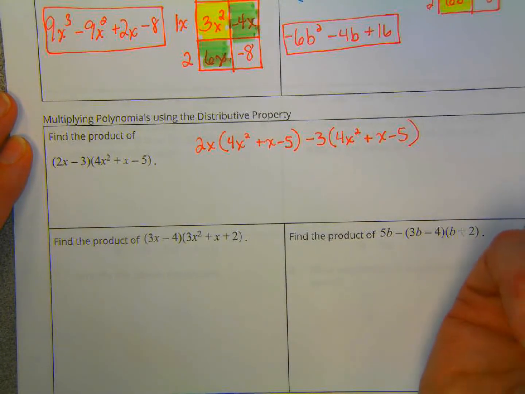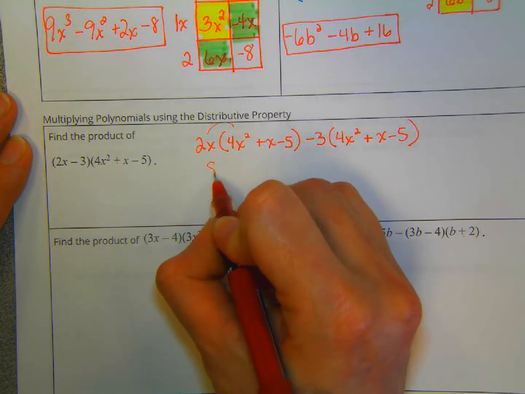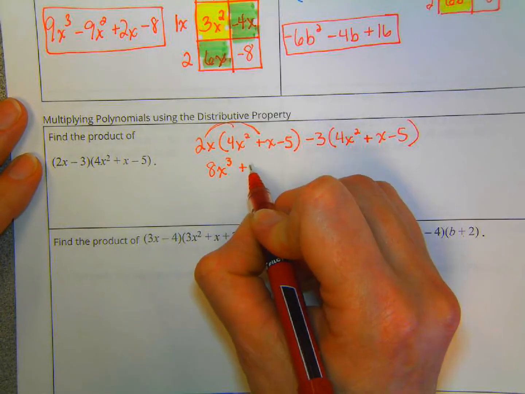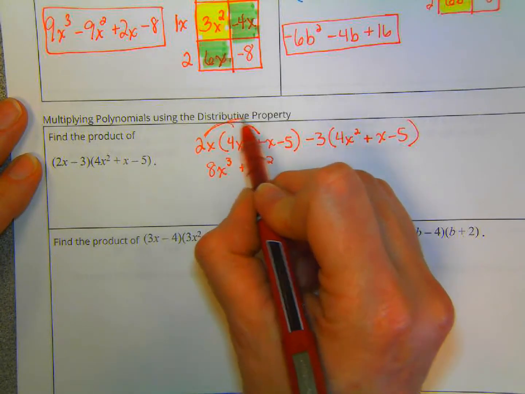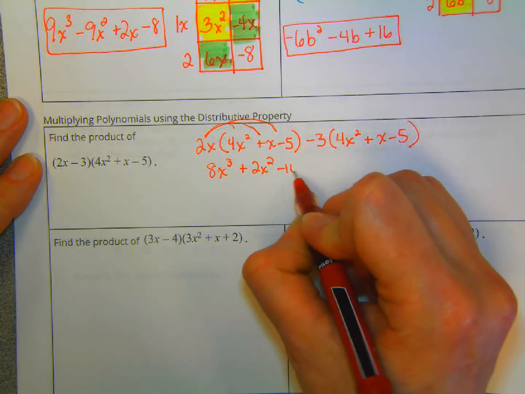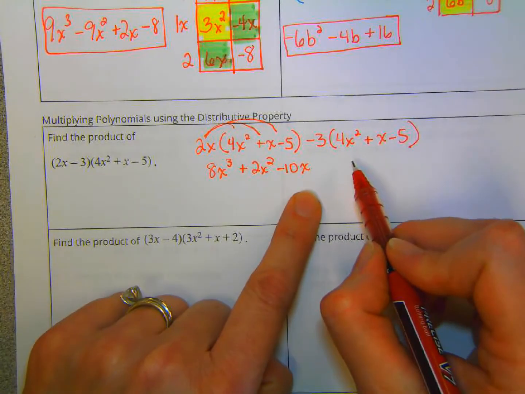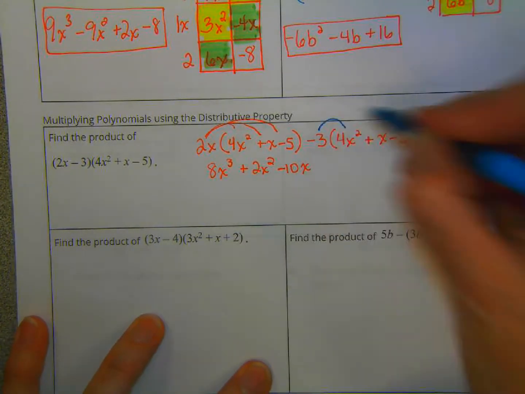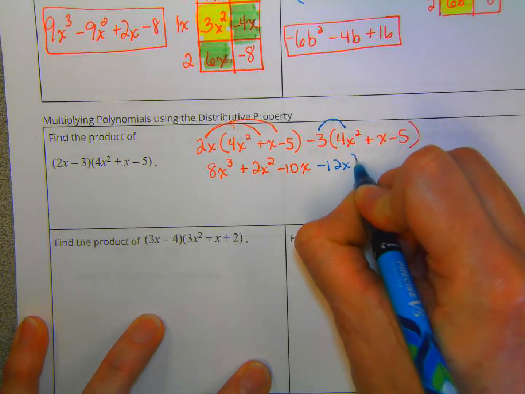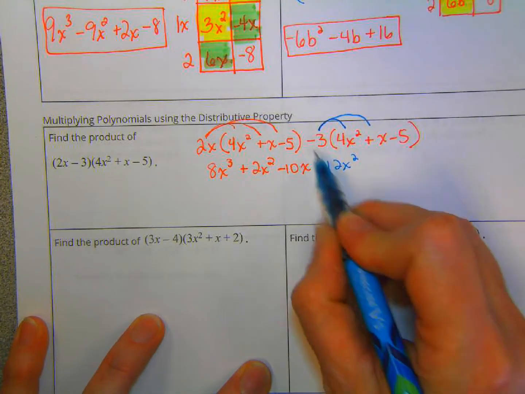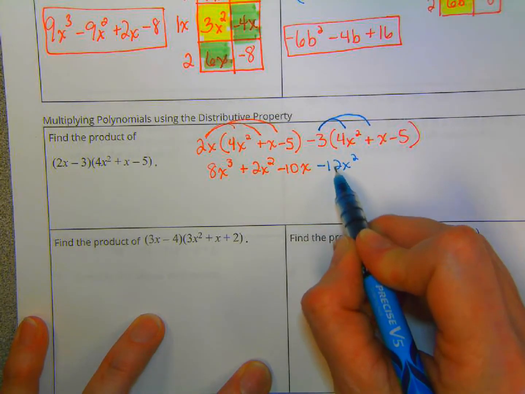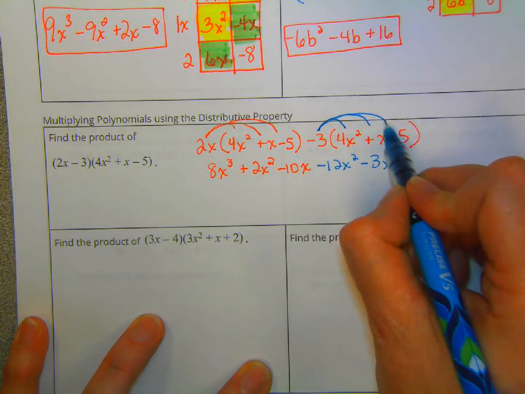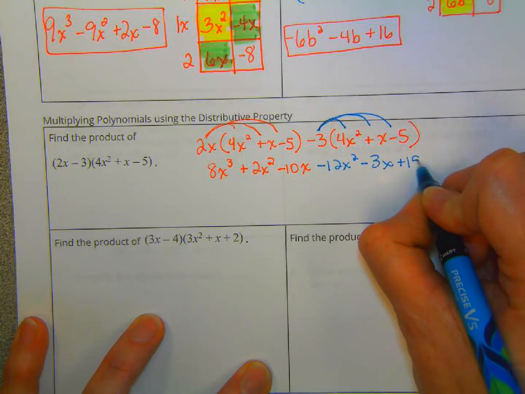Now we're just using the distributive property. 2x times 4x squared is 8x cubed. 2x times x, 2x squared. And then 2x times negative 5 is negative 10x. Now, we have negative 3. I'm going to use a different color here. Negative 3 times 4x squared, that's negative 12x squared. Negative 3 times x is negative 3x, and then negative 3 times negative 5 is positive 15.